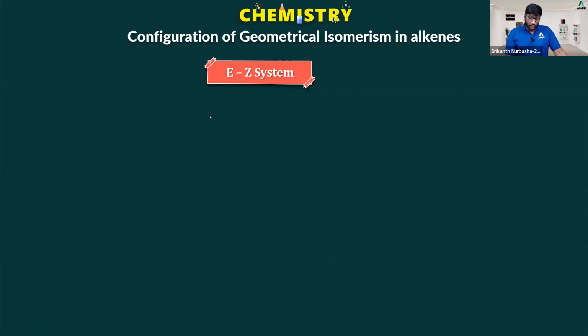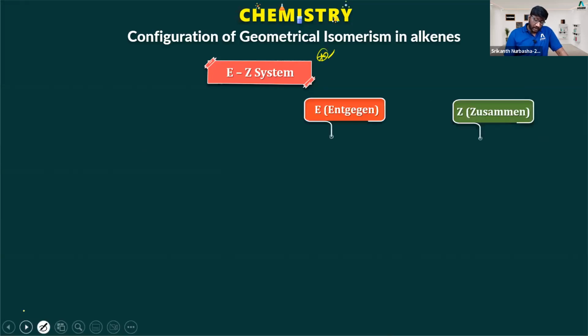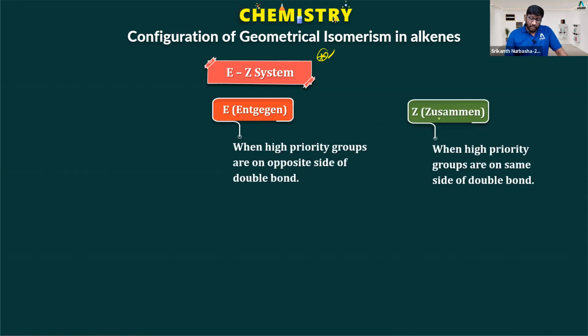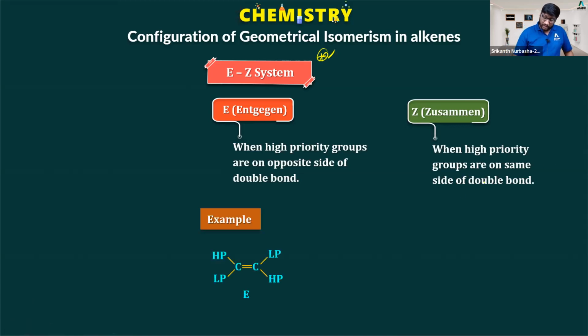Okay. So then comes cis and trans: on the same side, you should have the same groups. EZ isomerism is going to be used whenever the groups are different. E means entgegen, Z means zusammen. When high priority groups are on the opposite side of the double bond, it is said to be similar to trans. When high priority groups are on the same side of the double bond, similar to cis. Z is similar to cis, E is similar to trans.